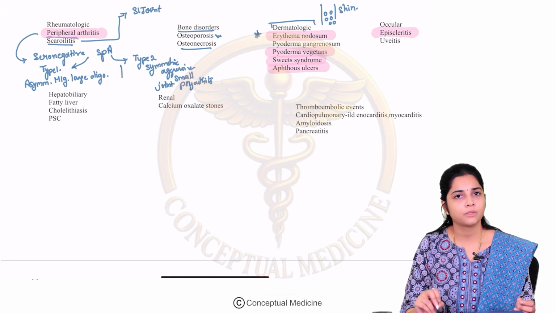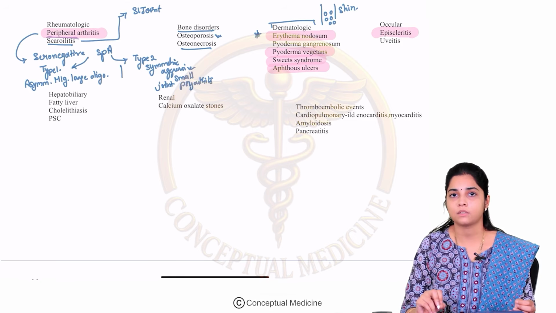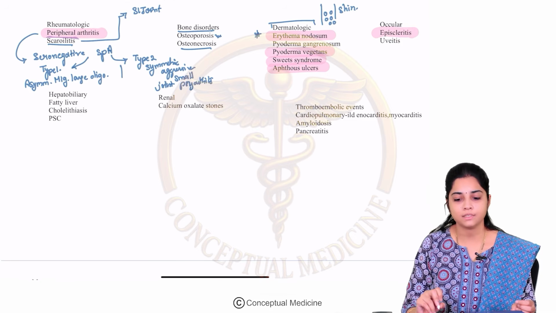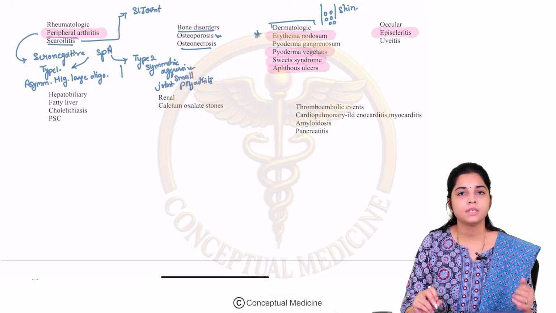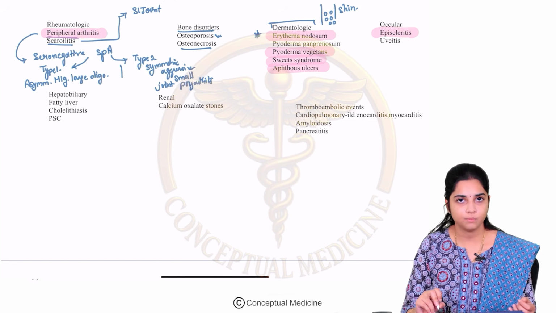Erythema nodosum you would have also heard. It is also seen in tuberculosis. It can also be seen in sarcoidosis. It is seen in IBD as well. Since it's highlighted in pink, this also parallels bowel activity. So if there is a flare of IBD, there can be erythema nodosum as well.